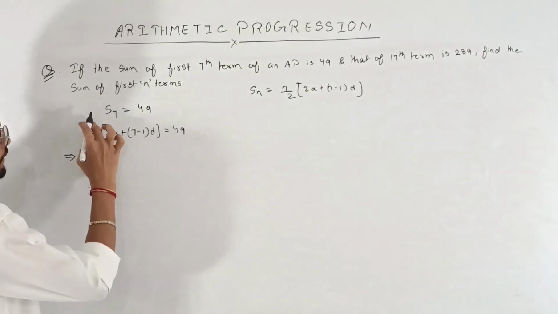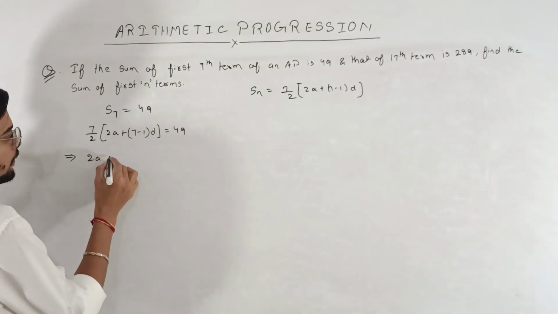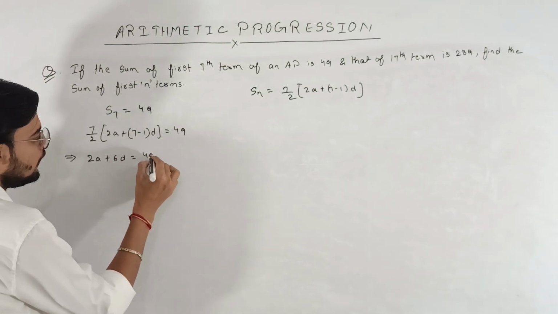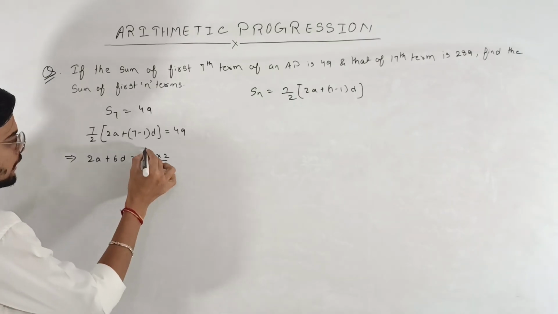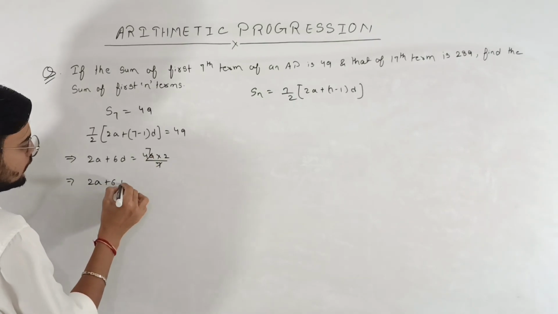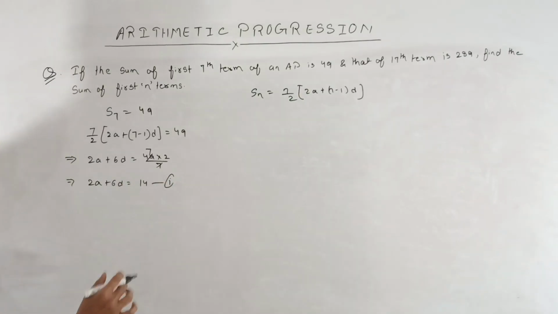Now from here, this 7 by 2 goes this side. So what is left here is 2a plus (7 minus 1, which is 6) d is equal to 49 multiplied by 2 upon 7. So 7 sevens are 49. So our equation becomes 2a plus 6d is equal to 7 into 2, which is 14. This is my equation number first.